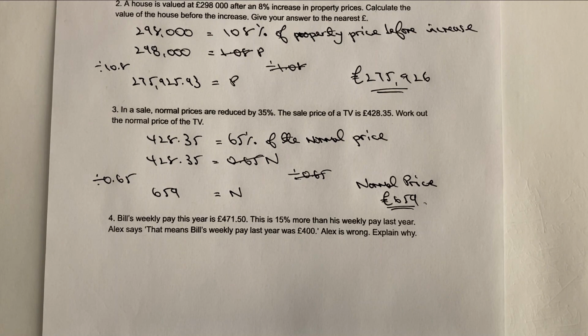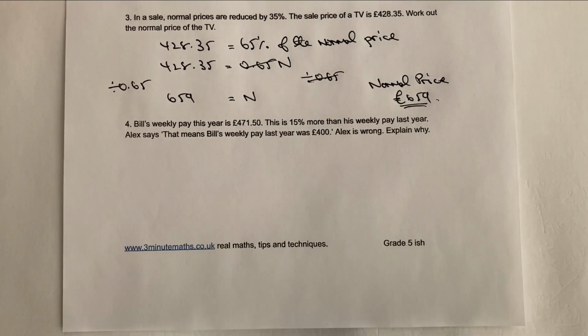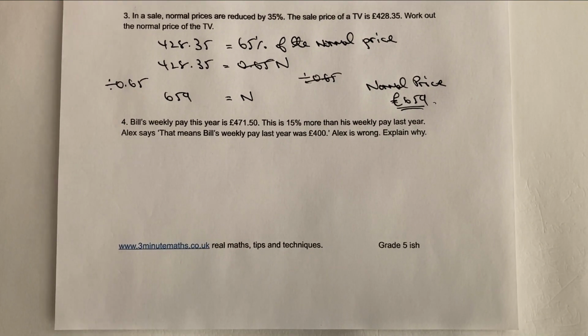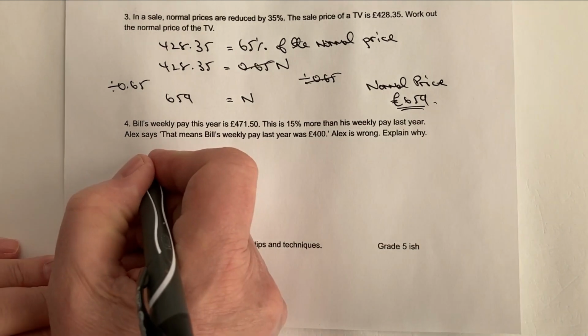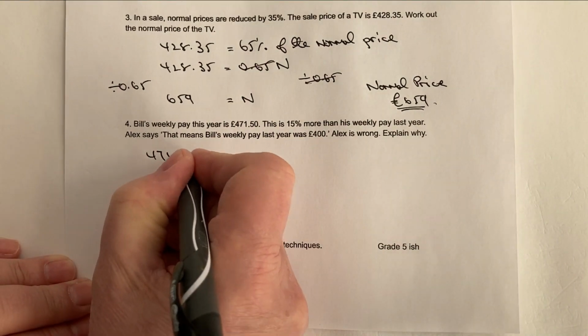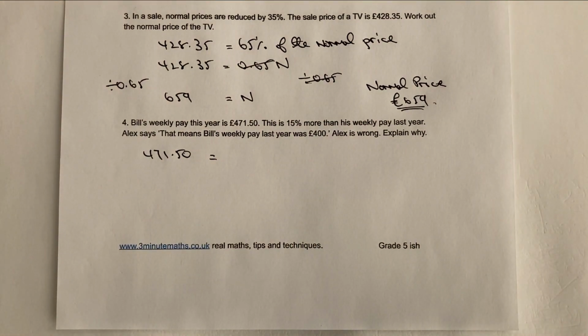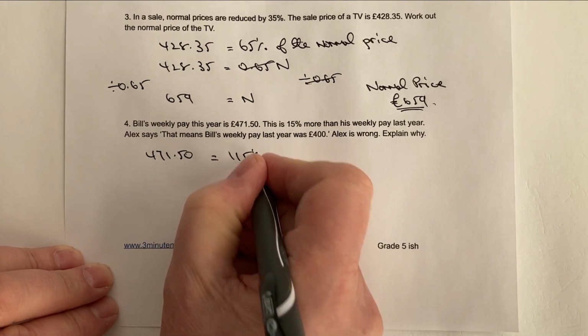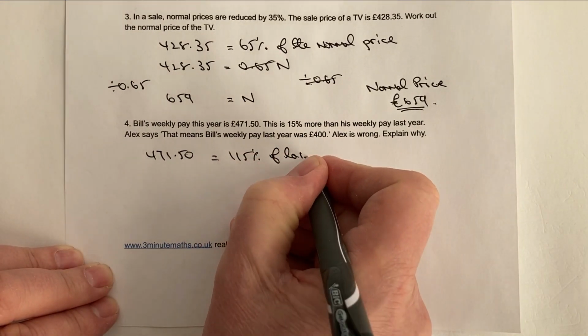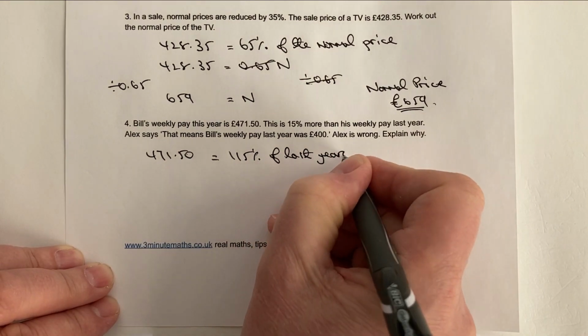Let's look at the final question in this particular video, which is going to be Bill's weekly pay this year is £471.50. This is 15% more than his weekly pay last year. Good old Bill, he's got a bit of a pay increase there. So what we're saying is that £471.50, it's exactly the same as we did before with the house valuation. If it's 15% more, that's going to be worth 115% of last year's pay.